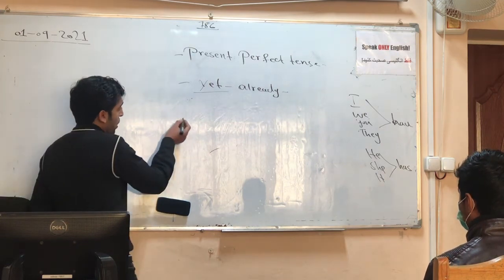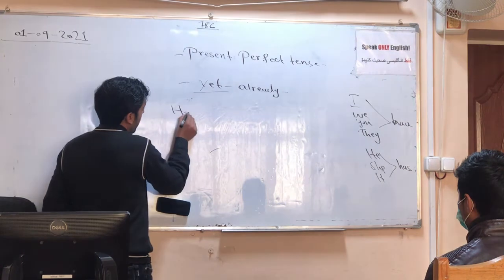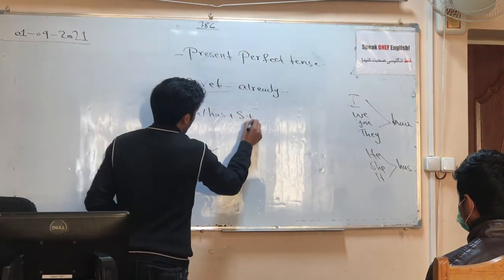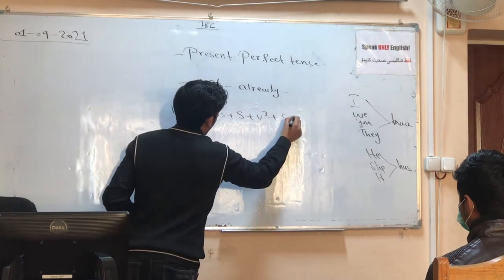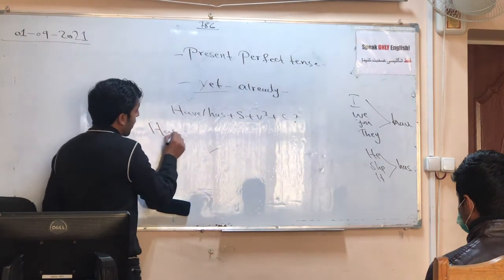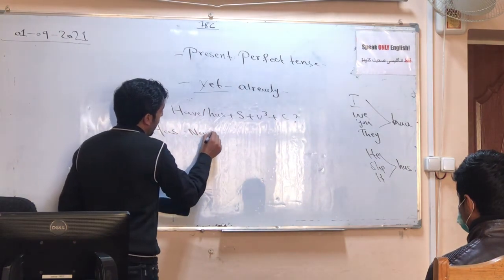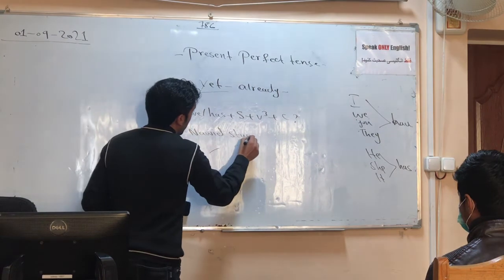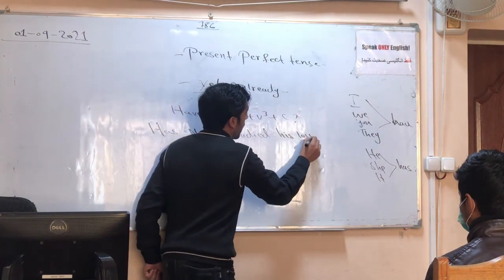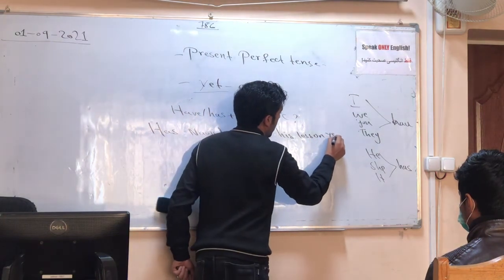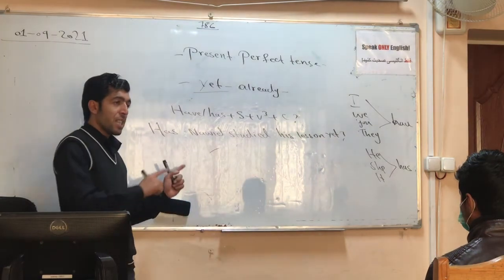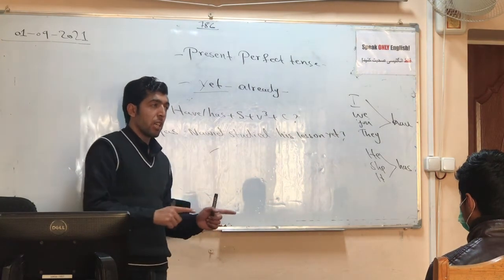So, in the question form, we bring the auxiliary, I mean, have and has, at the beginning of our sentence. Look at the structure in the question form: have, has, plus subject, plus verb 3, plus complement, okay? This is the question form. Has Navid studied his lesson yet? So, we use yet in here.